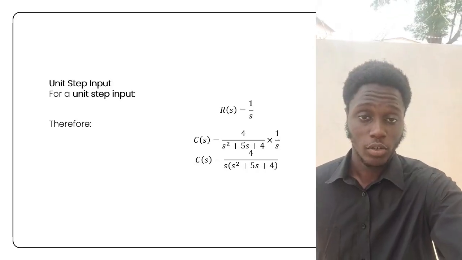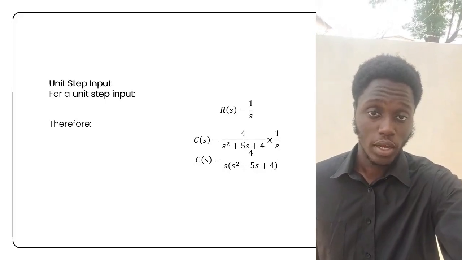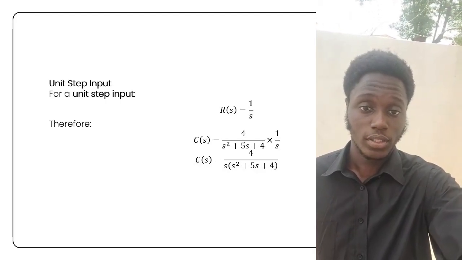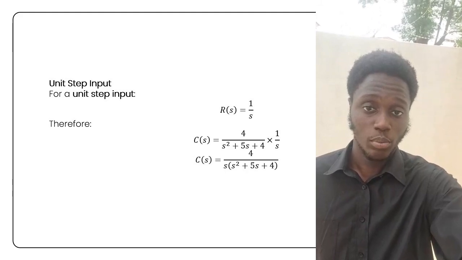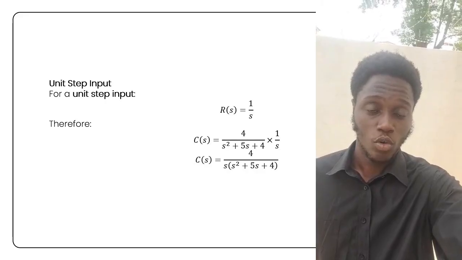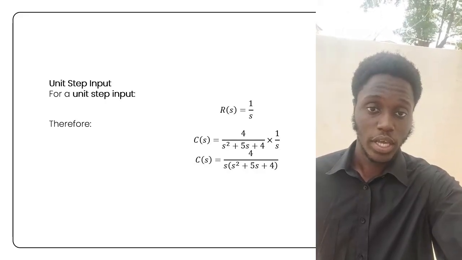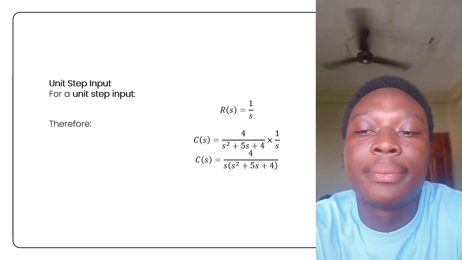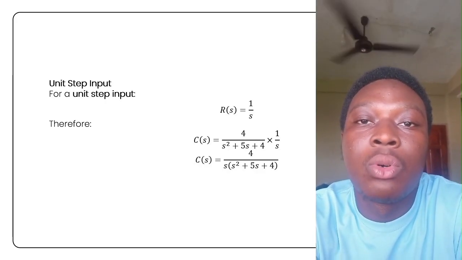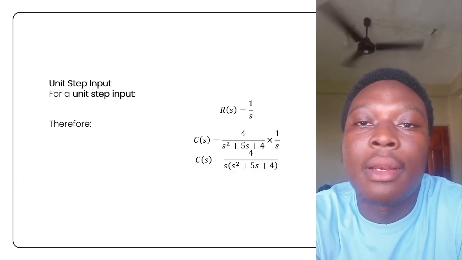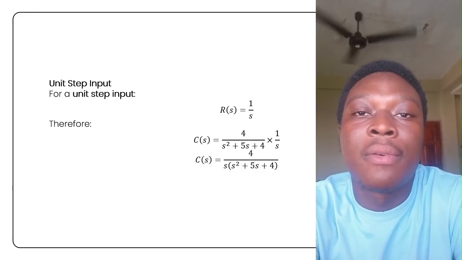So after simplifying our equation, we ended up getting 4 over (s squared plus 5s plus 4) times R(s). And we know that R(s) is a unit step input, and for unit step inputs, R(s) becomes 1 over s. So our equation now becomes 4 over s times (s squared plus 5s plus 4).